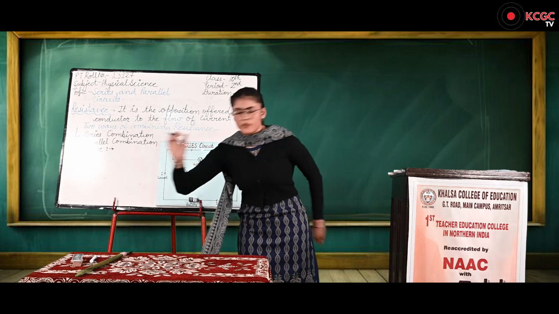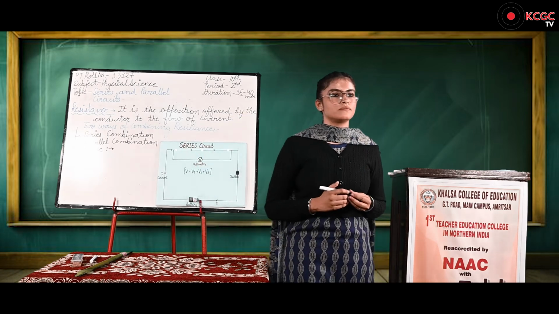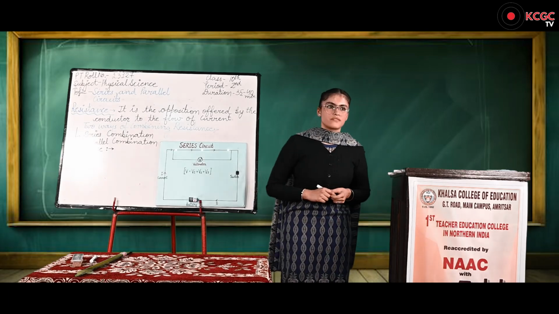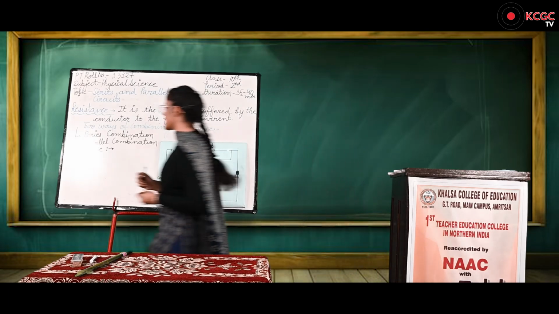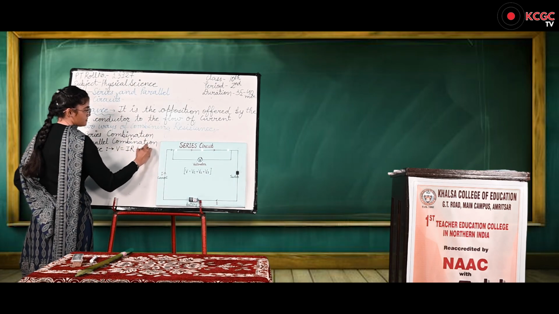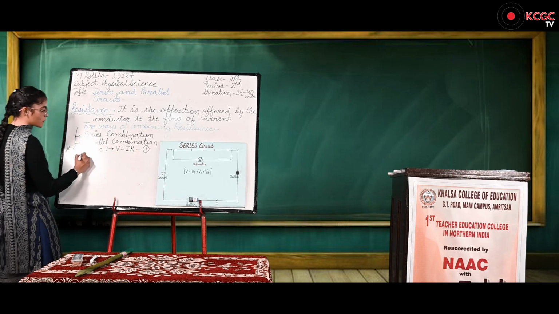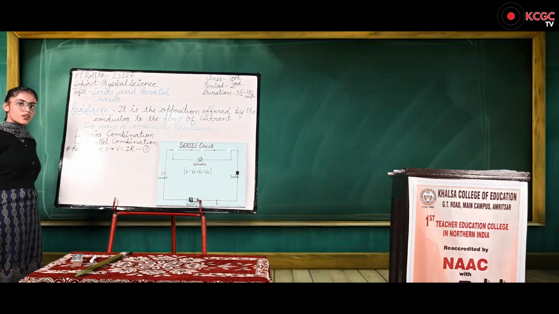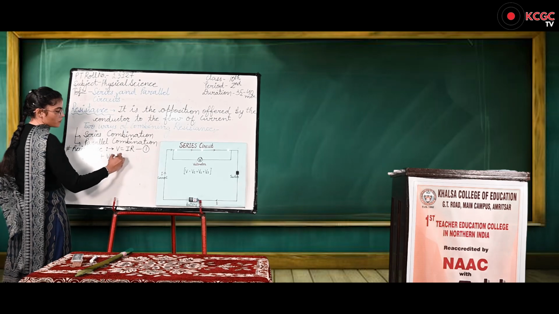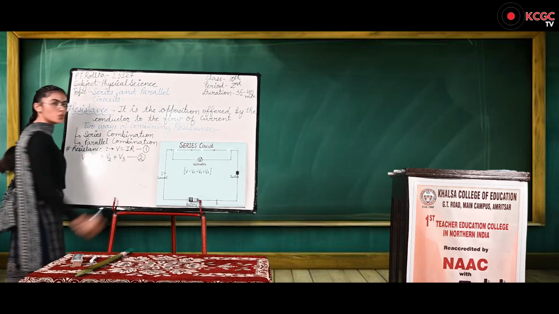So have you heard about the Ohm's law formula? Anyone of you? Yes? V is equal to IR. Yes, very good. Ohm's law states that V is equal to IR. And here we have seen that the voltage is going to be divided. So we can write the equation as V is equal to V1 plus V2 plus V3. Put it as equation 2.